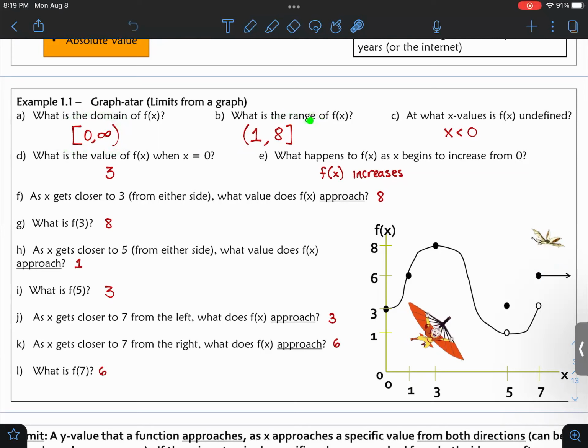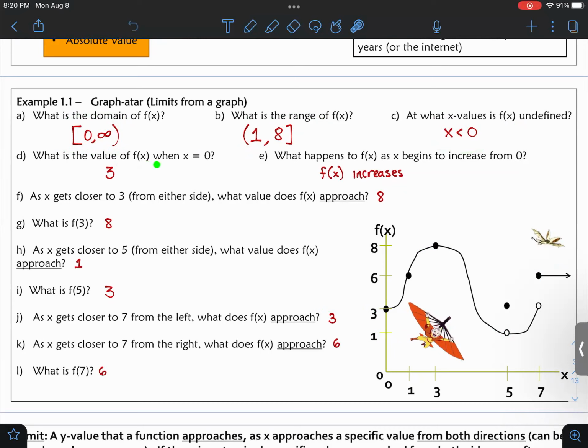Range is a representation of the outputs that we get. What are the possible y values that we get back in this function? It looks like the lowest value is at 1, but we do have an open circle. So for that reason, we're not including 1. And then the highest defined value is 8. So our range is from 1 to 8, 8 included. At what x values is f of x undefined? Well, we don't have anything that appears to be defined to the left of 0, so I'll say x less than 0.